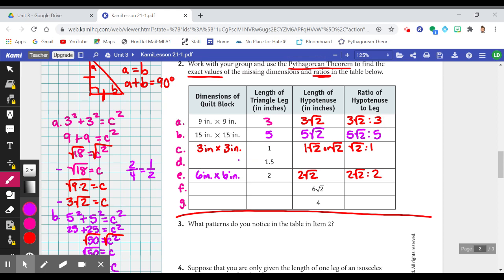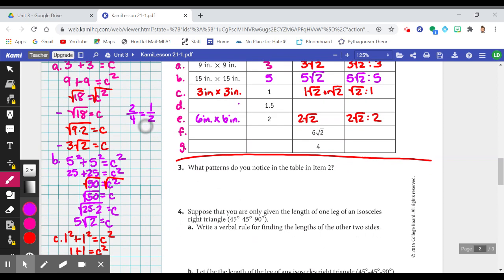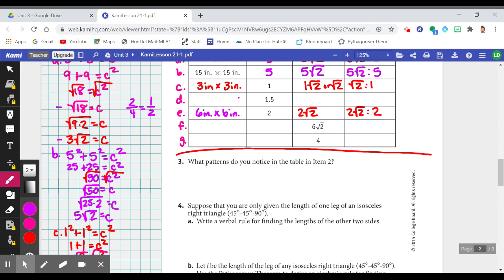So then we move on to the 15 by 15, which means we have a triangle leg length of 5 inches. So A and B in our Pythagorean theorem will both be 5. So we did 5 squared plus 5 squared equals c squared. Of course, 5 squared is 25. 25 plus 25 is 50.